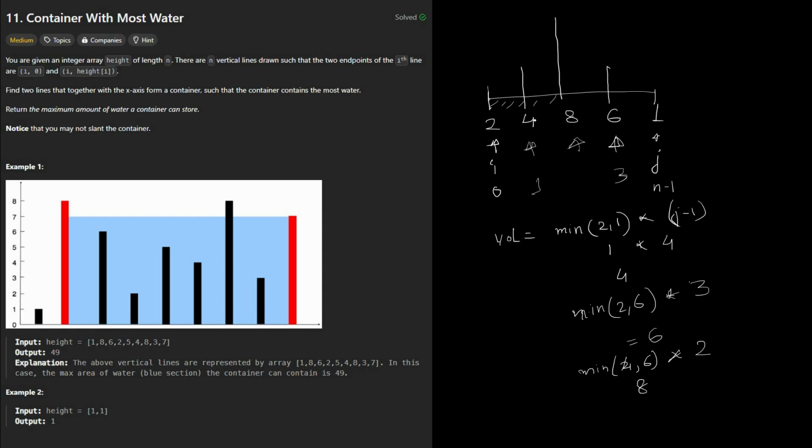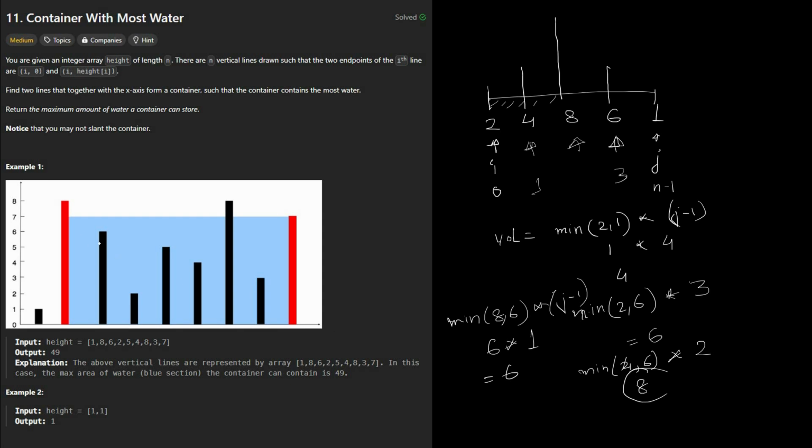Out of 4 and 6, the smaller value is the 4, so you're obviously going to increment i to 8. So the minimum of 8 and 6 multiplied by j minus i, which is 3 minus 2, so 1, would be 6. Out of all of this, the maximum volume we got is 8.